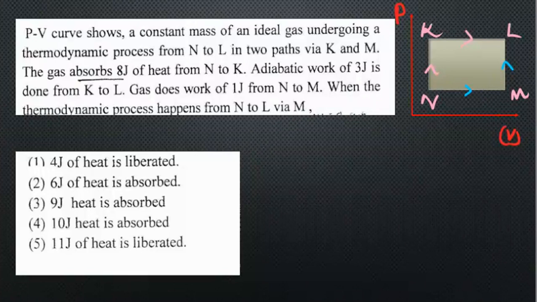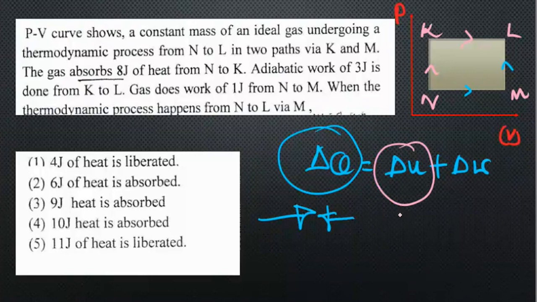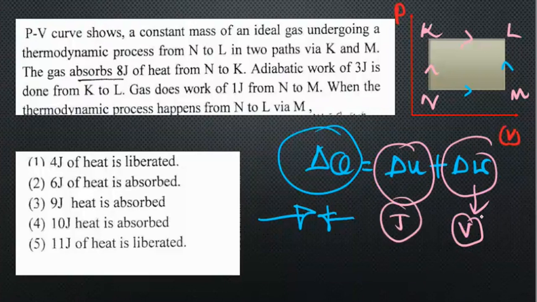Right. So when we are doing this question, we basically need one equation, delta Q equals delta U plus delta W. In this equation, delta Q is the total heat absorbed or liberated, and delta U is the change in internal energy or the change in temperature. If there's a change in temperature, internal energy is changed. Delta W is the work done, from volume change, work done by the gas. Right. Let's get into the question now.